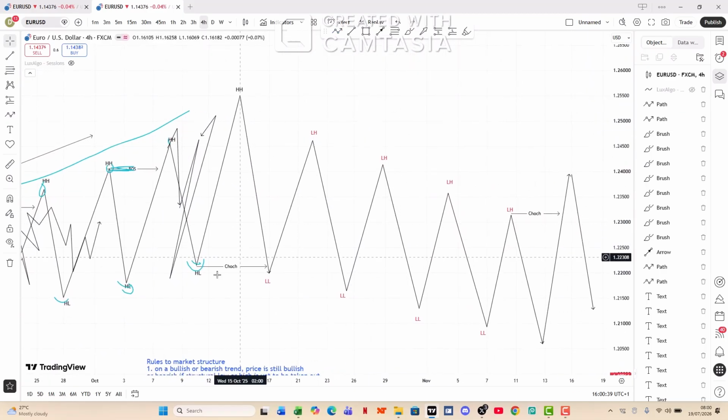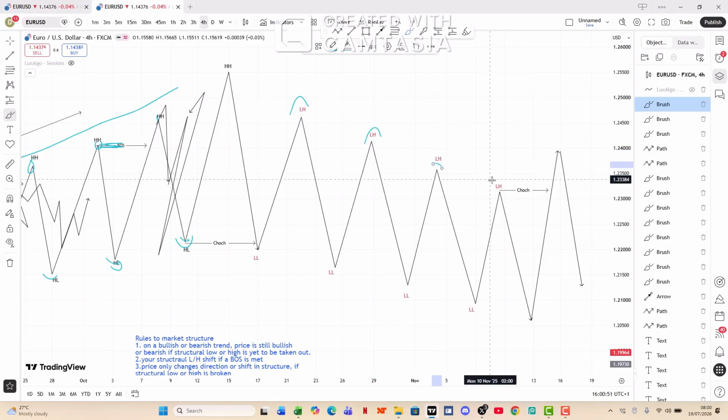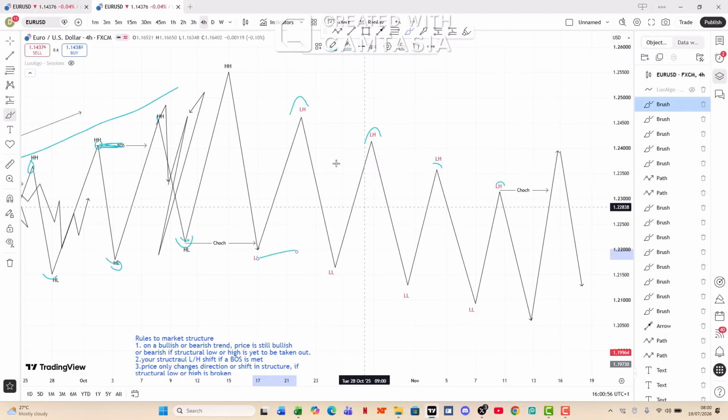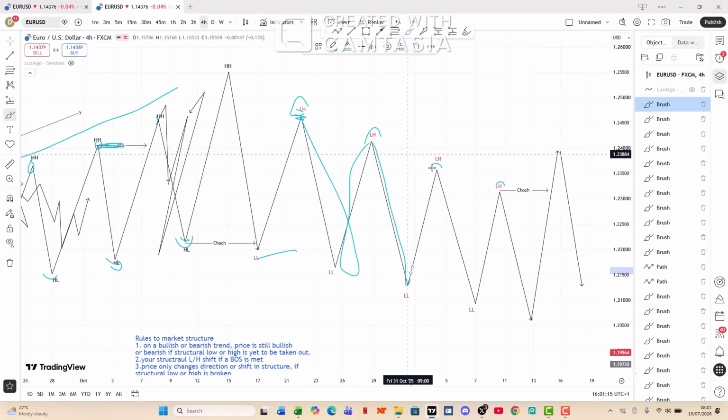So once a change of character is confirmed, your structural highs are now your protected highs, right? So these are your structural highs, your structural high, your structural high, and your structural high. So after a break of structure, the rules say that your highs or price is still bearish if your structural high is yet to be taken out. So in this case, price came back down, pulled back up, didn't take out that high. So price is still bearish, came back down, failed to take out the previous high. So price is still bearish, right? Came back down, also failed to take out the previous high, still bearish.